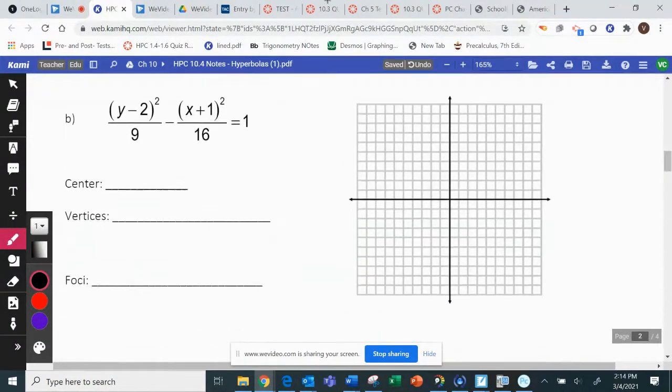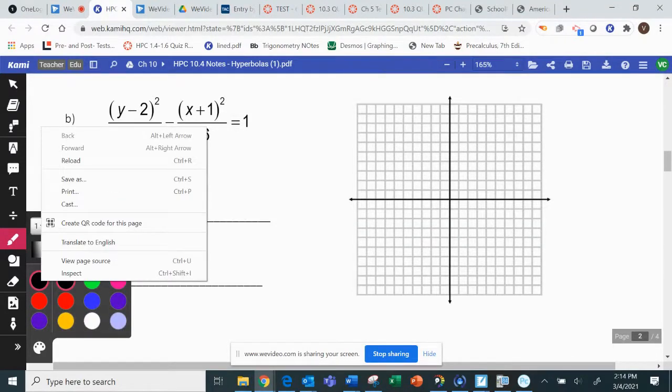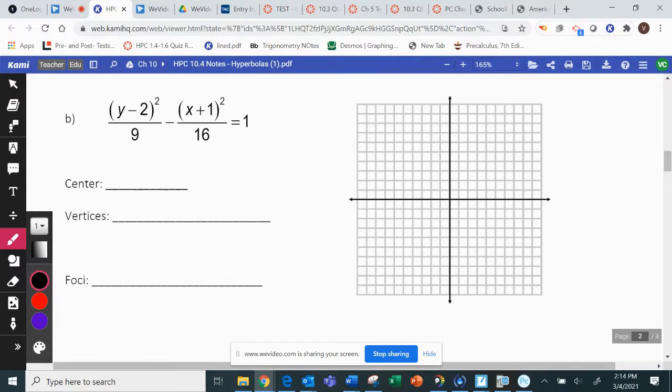All right, question B. Write down your center, and then check it with mine. Did you get tricked? It tricks me all the time. I have to think about it.